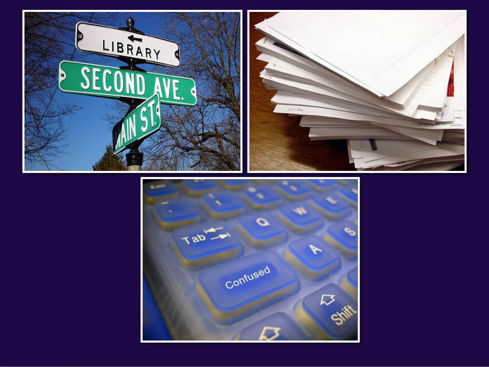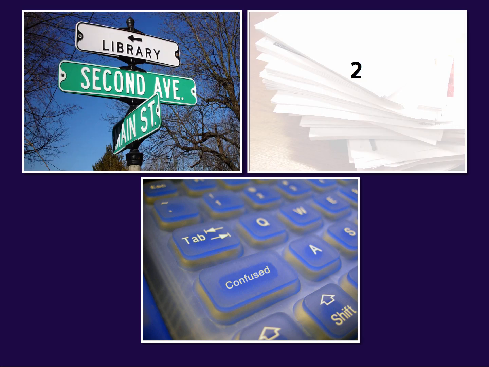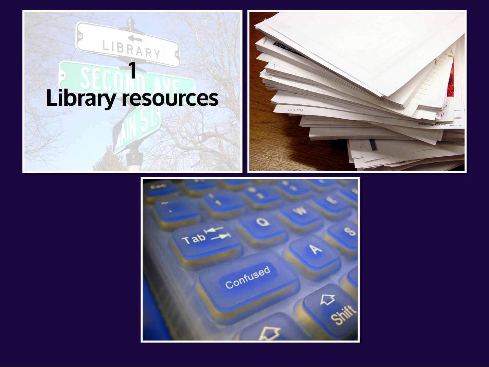In this tutorial, we'll cover three main topics. First, I'll introduce you to some of the library's resources and services, which you can access through the JMU Library's website. Second, we'll go over the different types of information sources that will be helpful to you. Third, I'll explain how you can ask for help if you get stuck.